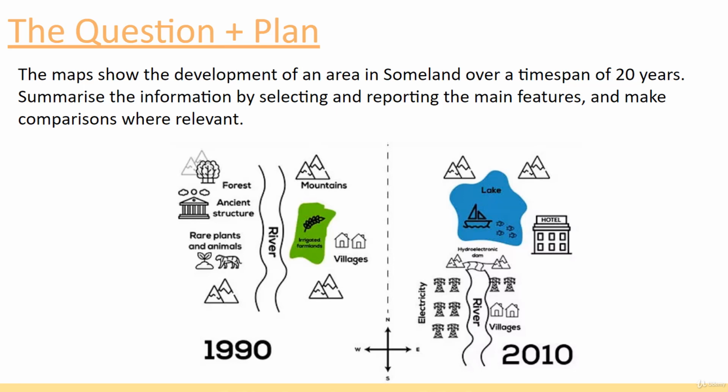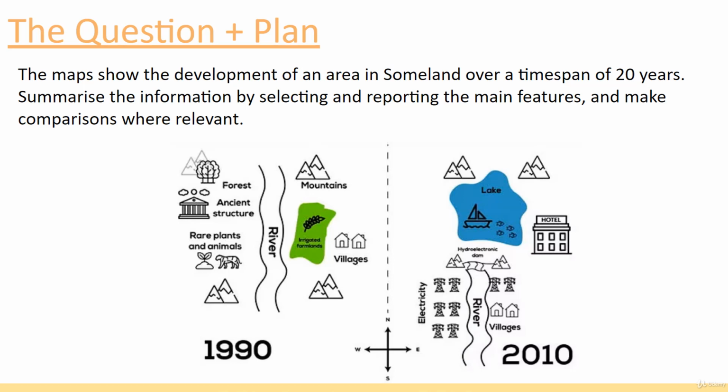So 1990, I can see through the middle of the map we have a river. To the left we have a forest at the top, ancient structure, rare plants and animals, as well as some mountains scattered around each corner of the map. To the right, to the east of the river, there's some farmlands, irrigated farms, and a village too. Okay, so sounds like quite a nice place.